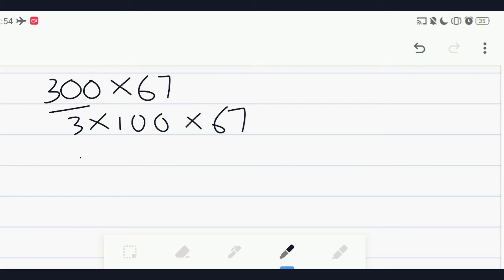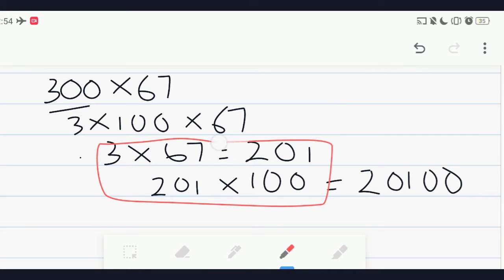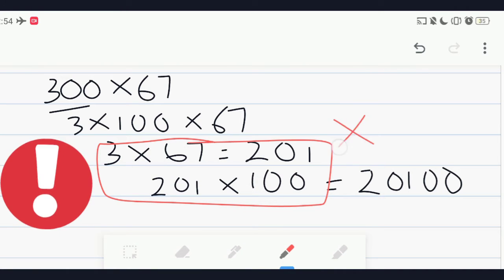But some of you just write it one by one. Do not write it like that. For example, you write 3 times 67 equals 201, and then 201 times 100, you will get the answer 20,100. If you use this one, I will mark it wrong. Why? Because you're not allowed to write it one by one like this, okay?